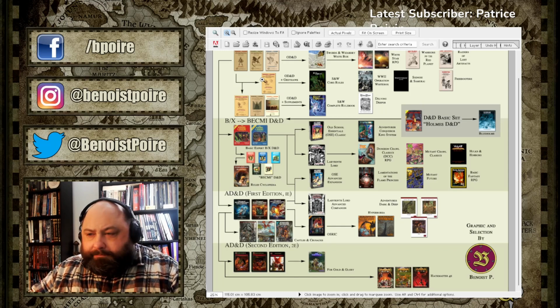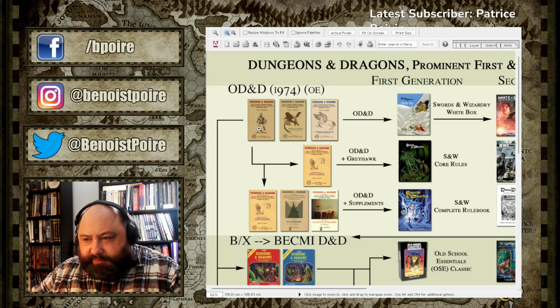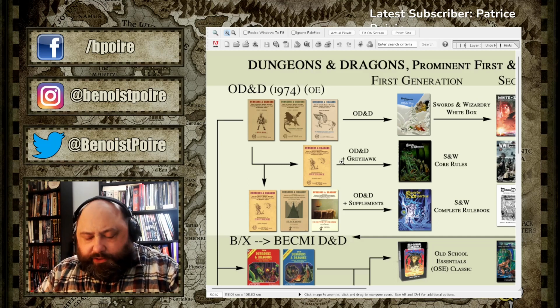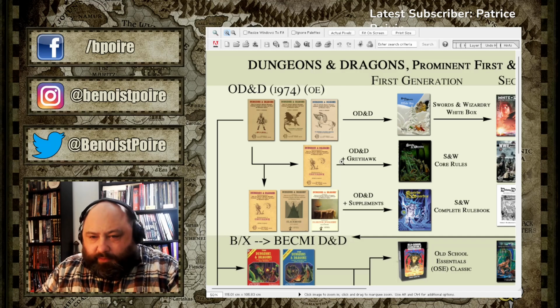Now we're going to zoom in on this so we can see clearly the rows. So the first row is the original Dungeons and Dragons of 1974. This is where it all began.